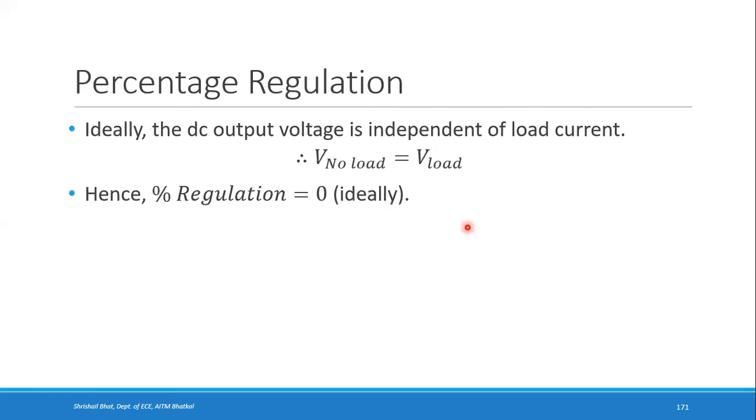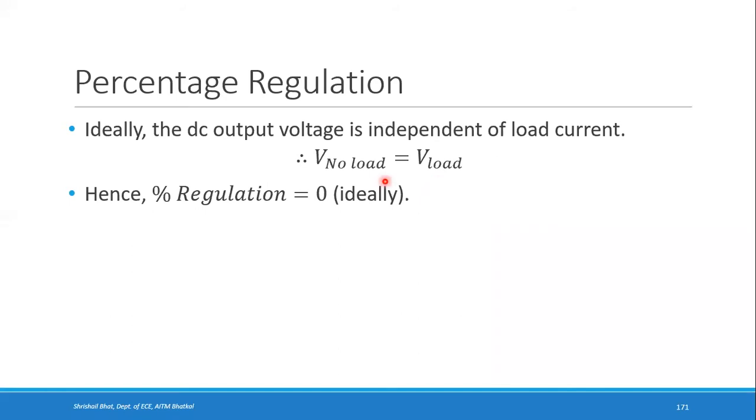So ideally, we have seen that V no load is equal to V load, because output voltage is independent of load current. Whether there is load current or no load current, the output voltage has to be the same, ideally. But practically, there is some variation in the output voltage as the load current changes. So that is what we call regulation. Ideally percentage regulation is 0, but practically we will have some value for that. So we will find it out.